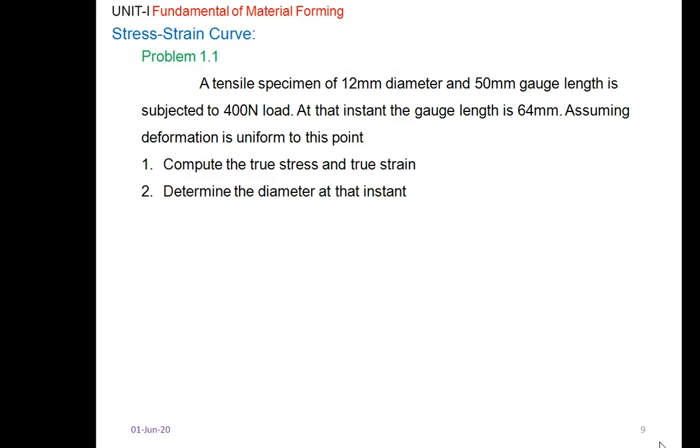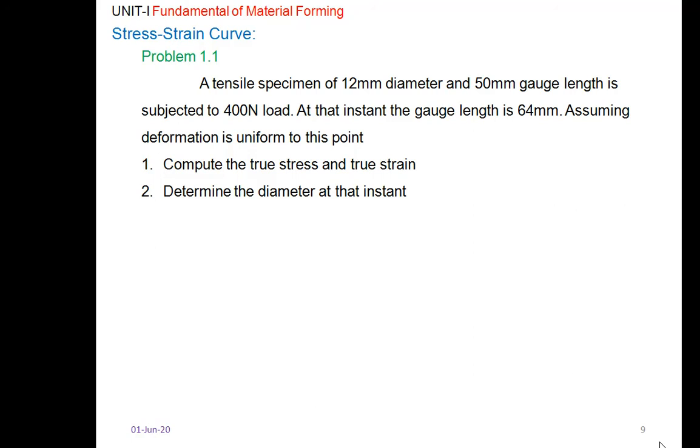Let us take one problem related to this. A tensile specimen of 12 mm diameter, which is the original dimension, and the length of the specimen is 50 mm, is subjected to 400 Newton load. At that instant, the gauge length is 64 mm. Assuming the deformation is uniform to this point, compute true stress and true strain, and second, determine the diameter at the instant.